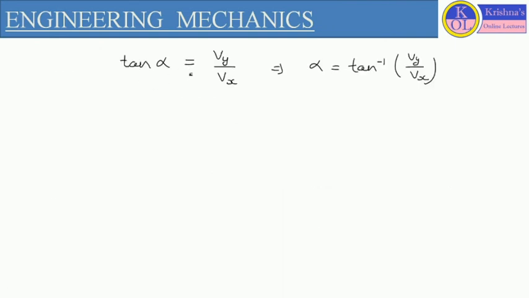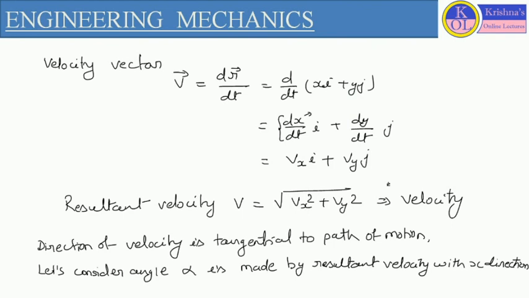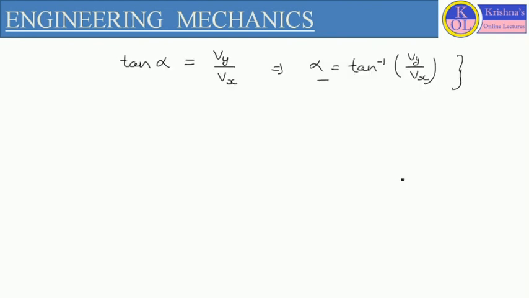tan alpha equals Vy by Vx. So we can define the value of alpha, that is the inclination of the velocity with the x direction. It will be tan inverse of Vy by Vx. With the help of this equation, we can define the angle, and with the help of the previous equation, we can define the velocity. Now let's move toward the acceleration.